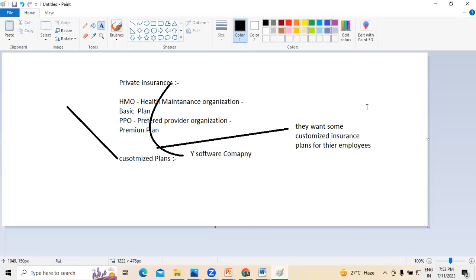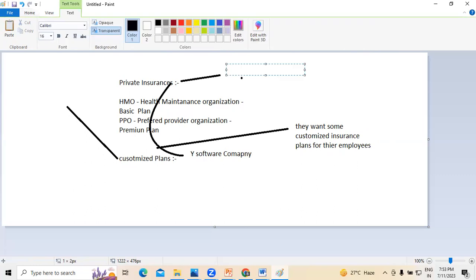So what does this Y company do? Y company contacts this private insurance company and wants some customized insurance plans. So what does this private insurance company do? The private insurance company will come up with some customized health plans.